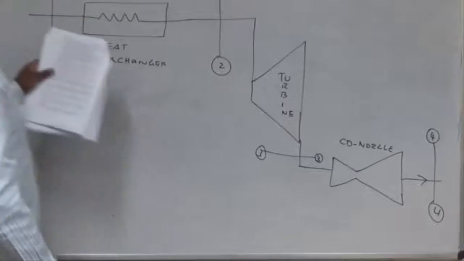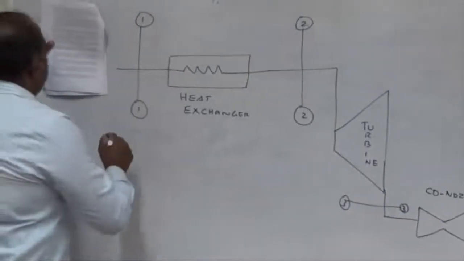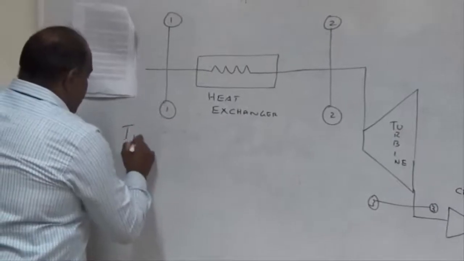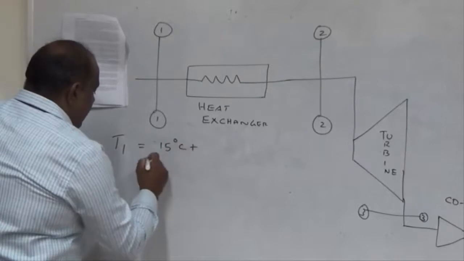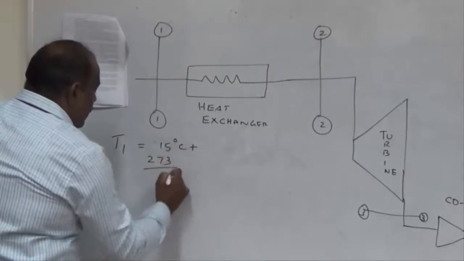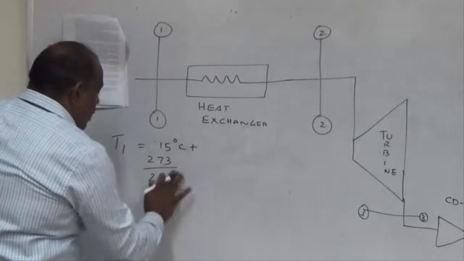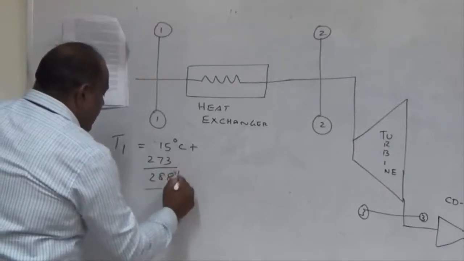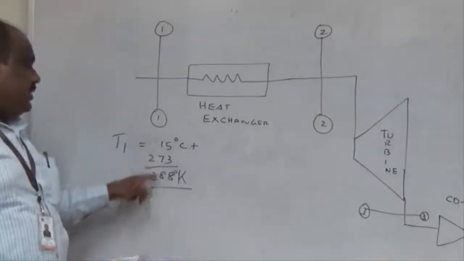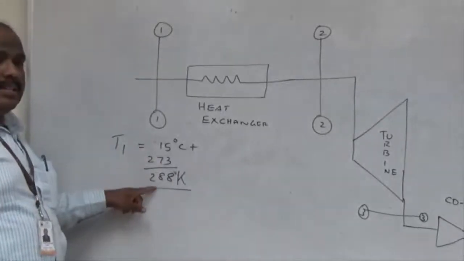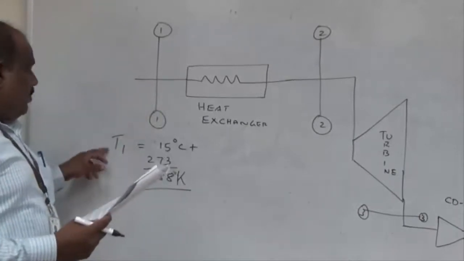So they are given some data. Let us take this data. The temperature of air is coming at 15 degrees Celsius. Please try to convert this Celsius into Kelvin by adding 273. So T1 is 288 Kelvin. Don't try to solve the problem in Celsius; the answers will be wrong. So the first step is to convert the degrees Celsius into Kelvin. Whenever you see a capital K, it is Kelvin. So air is coming at a temperature of 15 Celsius.